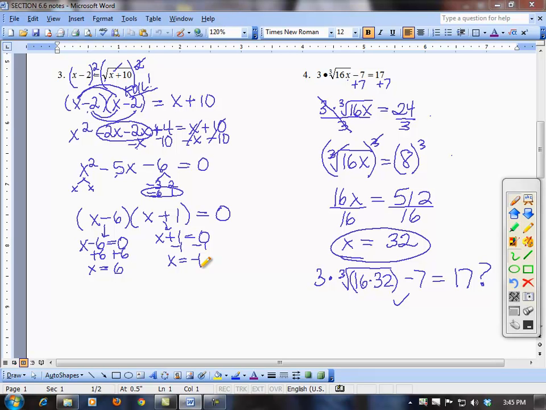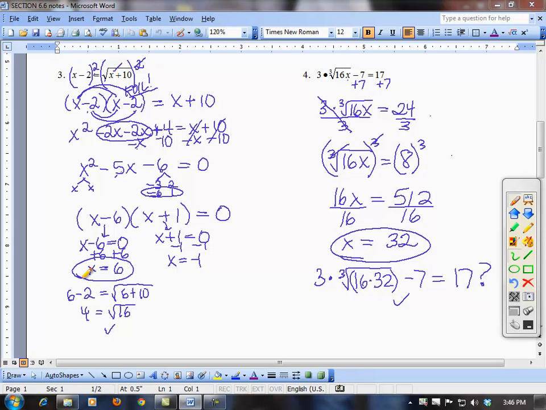Now, we again are asking you to check. Okay, so I'm going to start way back at the beginning again, and I'm going to try plugging in this 6. So I'm going to say 6 minus 2 does that equal the square root of 6 plus 10? Well, 6 minus 2 is 4. Is that the same thing as the square root of 16? We all know that's a yes, so I can circle x equals 6 as a solution.